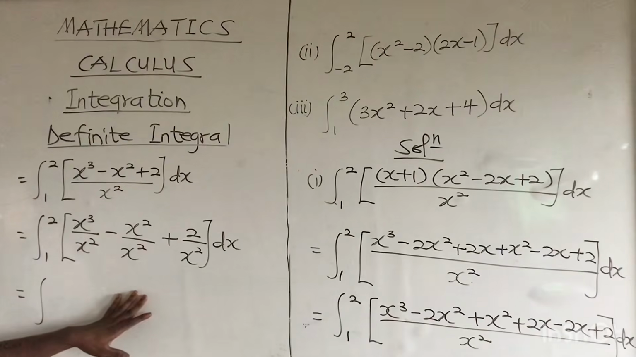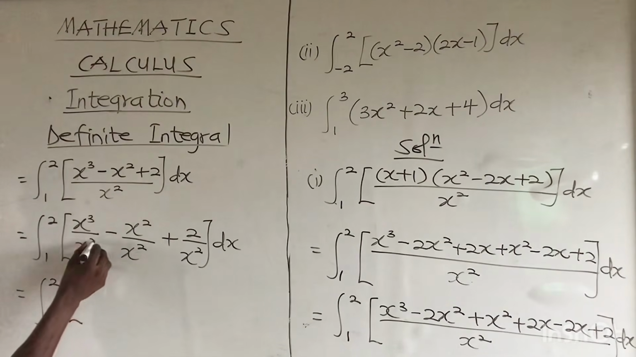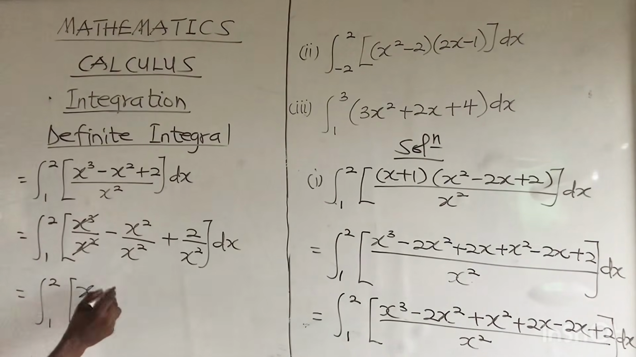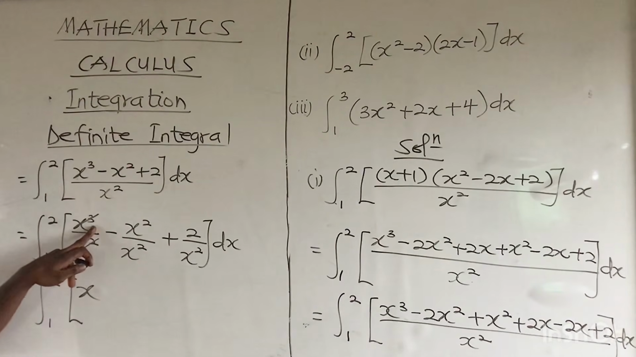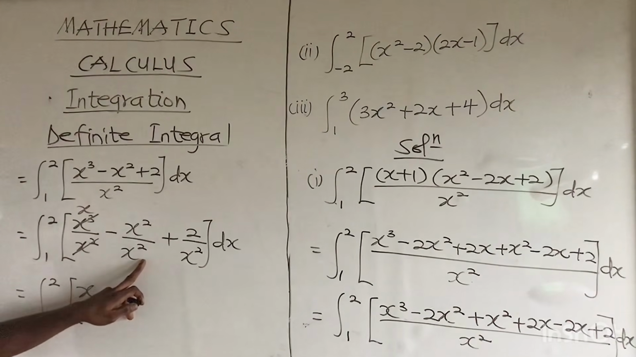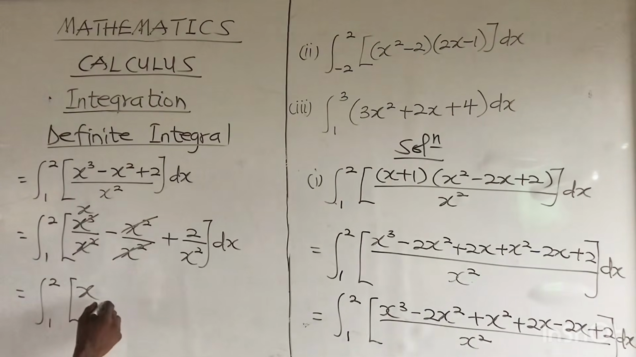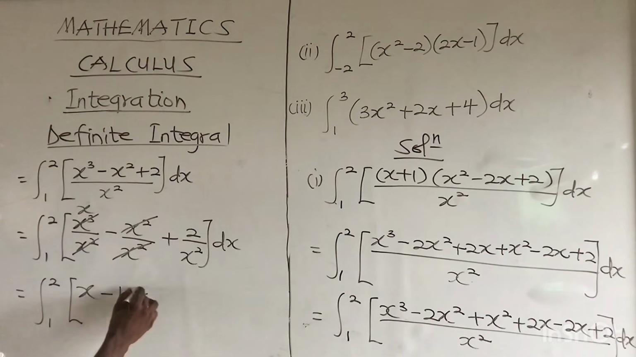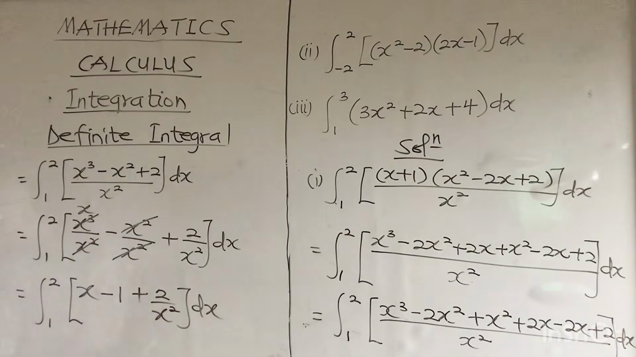From here, we are going to simplify them. So we have from 1 to 2. Then this will cancel this. It will be left with only x, because we have twice of the x here, but here we have 3. So it will be left with only x. But when it comes to the second term, the x squared here will cancel this. So we have minus 1 plus 2 over x squared, all dx.